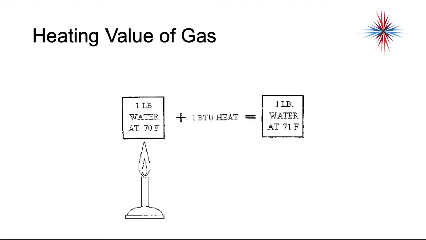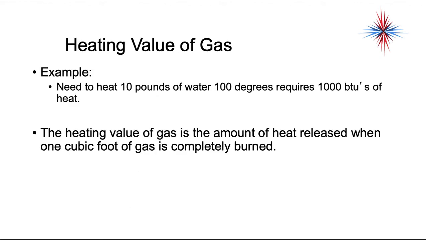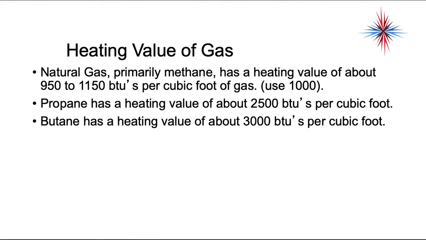Okay, so 1 pound of water at 70 degrees and 1 BTU of heat added to it means you will have 1 pound of water at 71 degrees. So a few examples here. You need to heat 10 pounds of water 100 degrees. Okay, 10 times 100 requires 1,000 BTUs of heat. The heating value of gas is the amount of heat released when 1 cubic foot of gas is completely burned. Again, heating value, 1 cubic foot of gas completely burned.